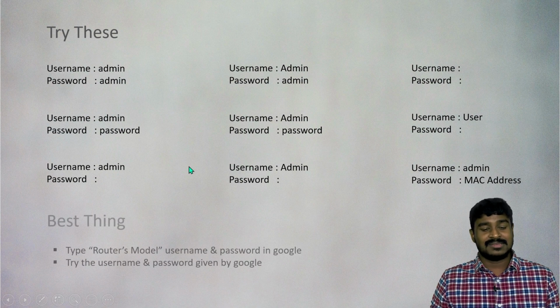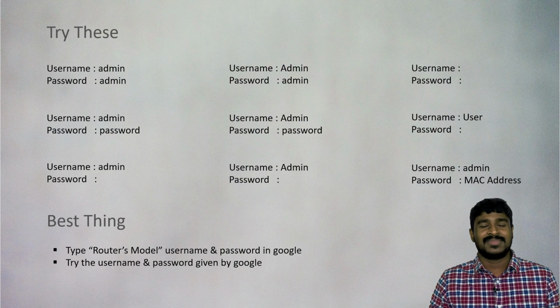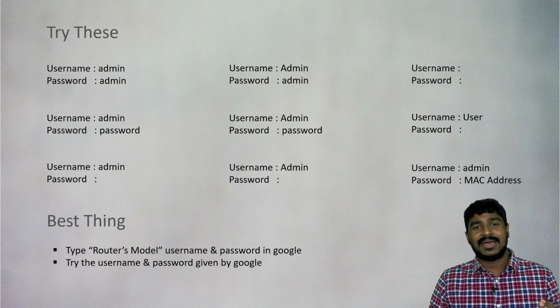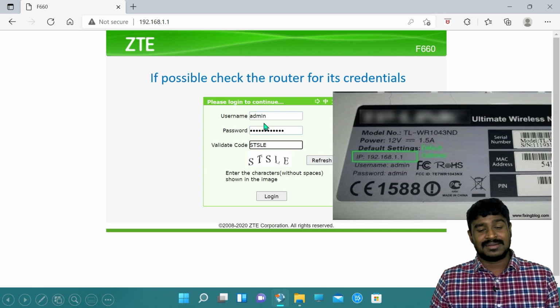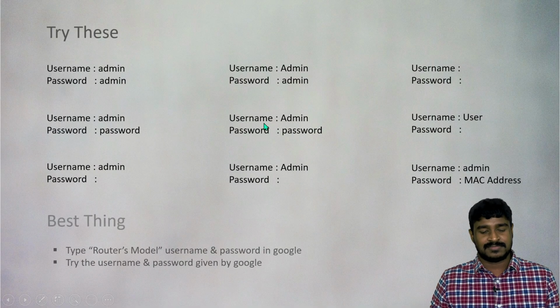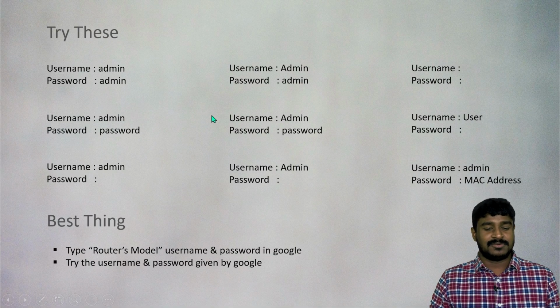If not, the best thing that you can do is just go to Google. Let's say you want to hack a Hathway router. Just go to Google and type Hathway router username password. Most probably Google will give you the right username and password. Just copy that and paste it here, and most probably you will get access to that router. Okay, so all these cases are fine: username is admin and the password is blank.